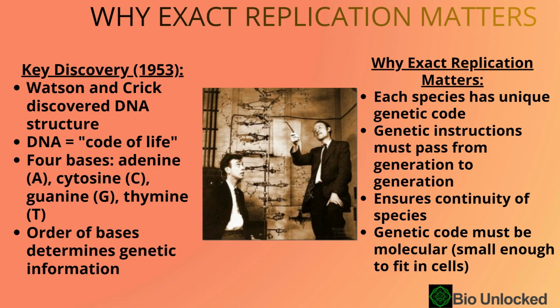But in 1953, Watson and Crick discovered the structure of DNA and found that genetic information is carried by a molecule with an alphabet of only four letters. DNA just consists of an ordered sequence of A, C, G, and T, also known as adenine, cytosine, guanine, and thymine.